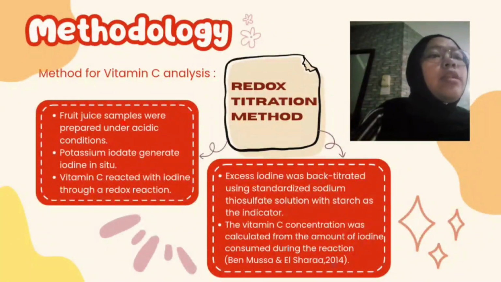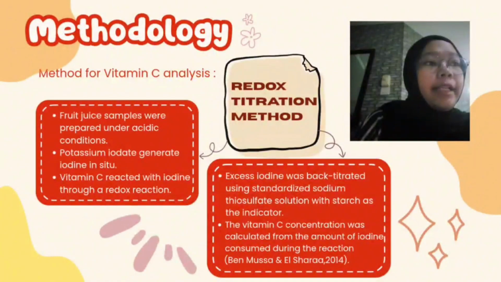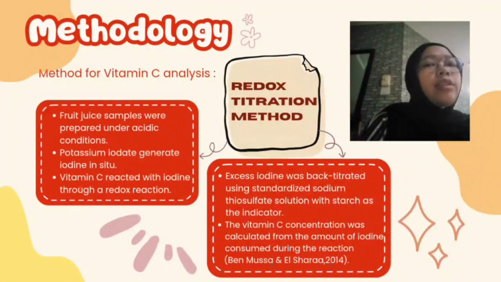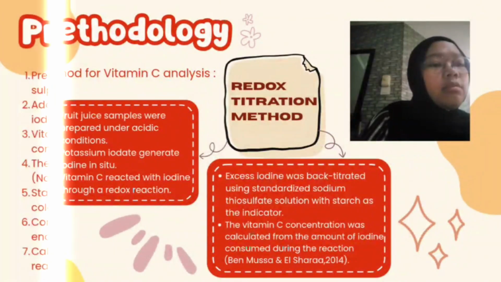The method for vitamin C that we use is the redox titration method. Fruit juice samples were prepared under acidic conditions. Potassium iodide generates iodine in situ. Vitamin C reacted with iodine through a redox reaction. Excess iodine was back titrated using standardized sodium thiosulfate solution with starch as the indicator. The vitamin C concentration was calculated from the amount of iodine consumed during the reaction.